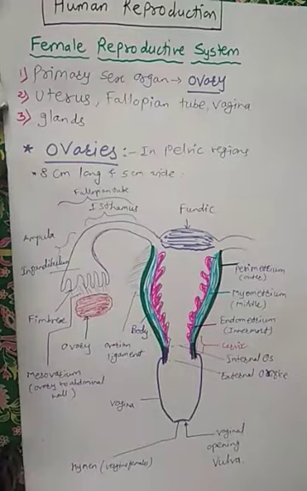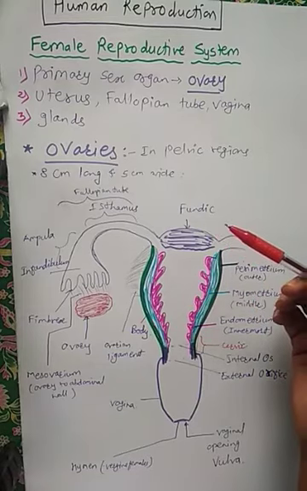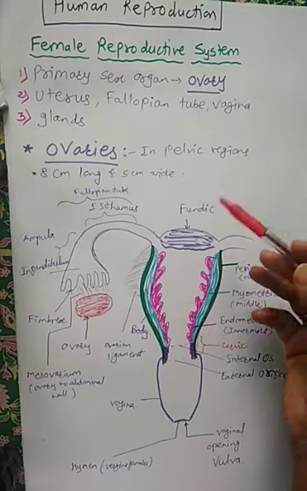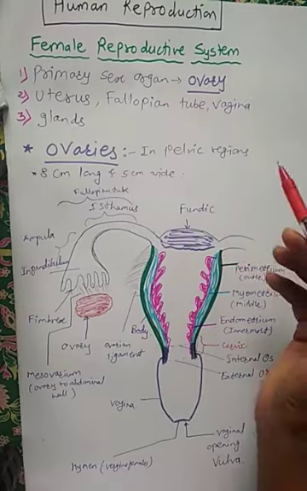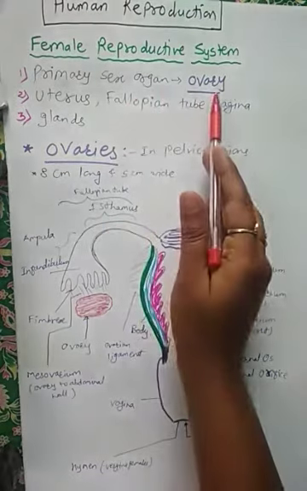So students, we will see the human reproduction chapter, class 12th. In this video, we will see about the female reproductive system. As in the male reproductive system, where we have seen primary sex organs as well as secondary sex organs, in the female reproductive system also there are primary sex organs as well as secondary sex organs. The primary sex organ is the ovary.